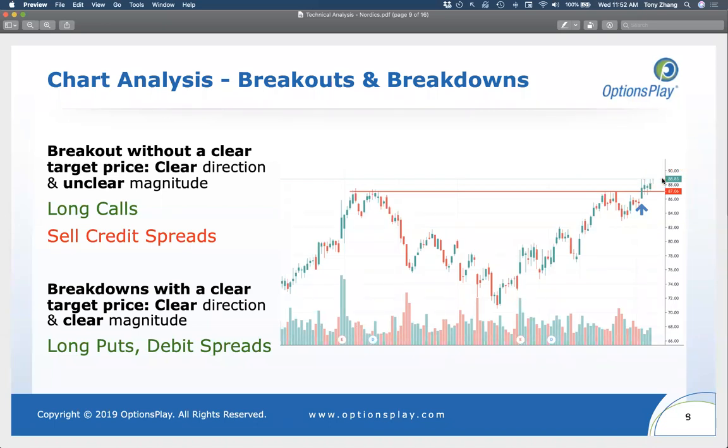So breakouts, it really just depends on the underlying stock. If it is a stock that is going to make a big move, buy calls. If it's not the stock that's going to make that type of big move, sell credit spreads.